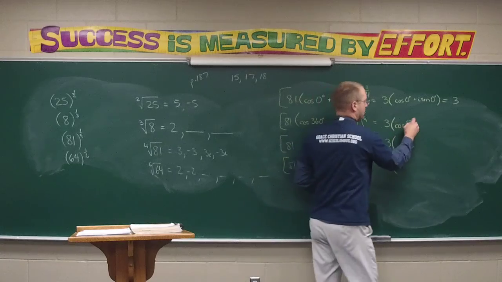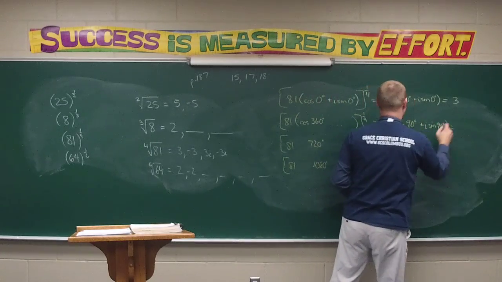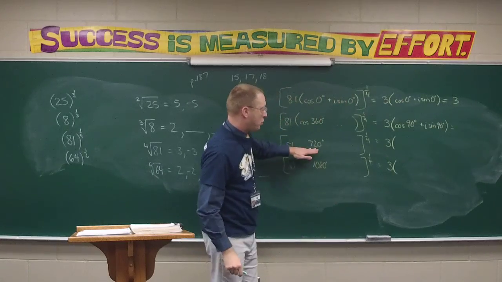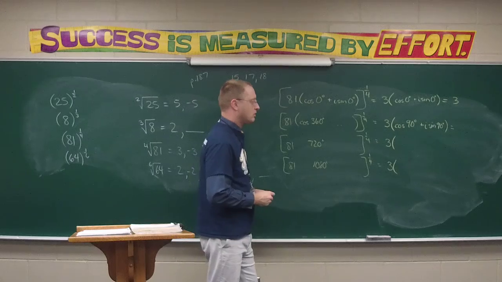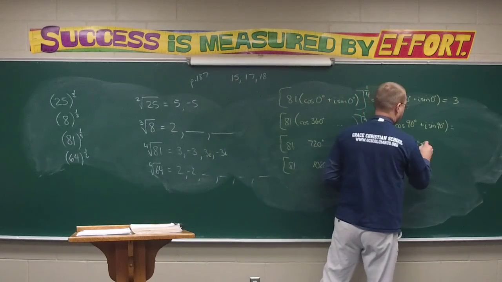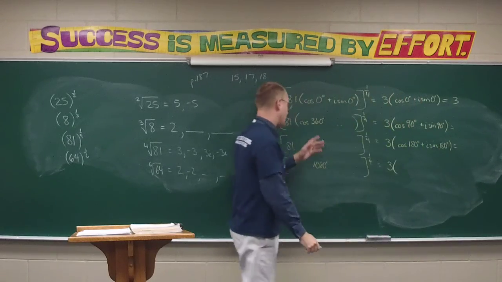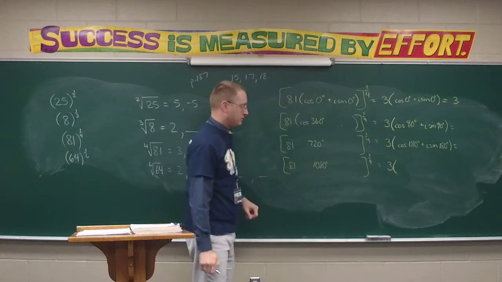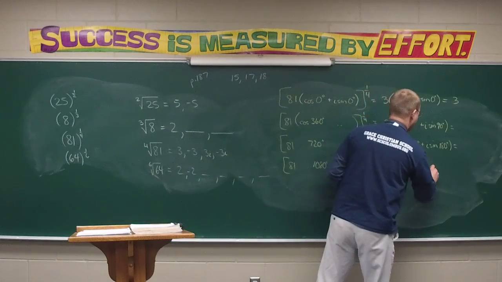90. Plus i sine of 90. Then I'm going to take 1/4 of 720 to get 180. Plus i sine of 180. And then I'm going to take 1/4 of 1,080. 270. Did you find that on the calculator, Jamie, or did you guess?